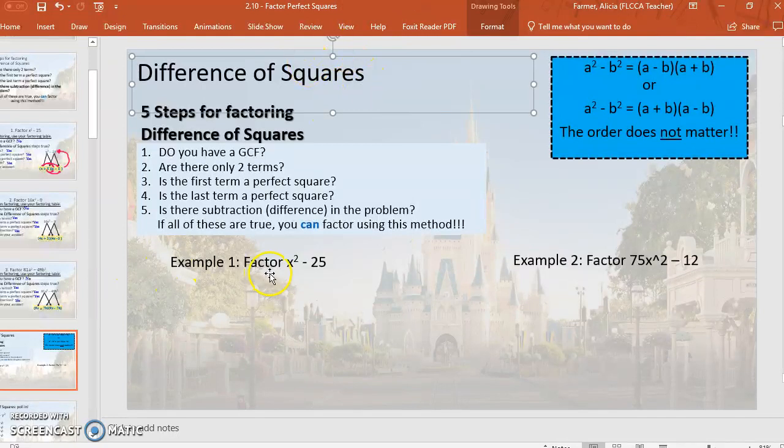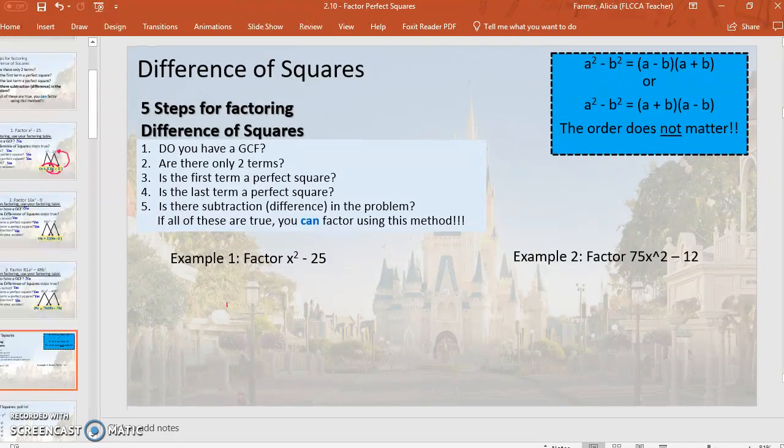All right, so let's look at number 1. Do you have a GCF? Well, they don't have a number I can divide out, and they don't have a variable, so no, I don't have a GCF. So this is as good as it's going to get. Is the first term a perfect square? Yes. Is the last term a perfect square? Yes. Is there a subtraction? Yes. All right, cool. Let's go ahead and factor using this method.